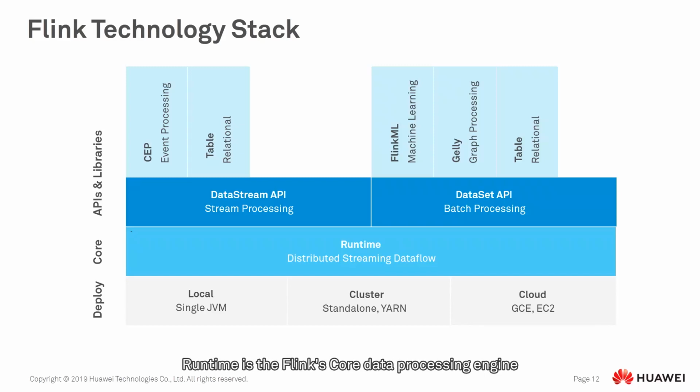Runtime is Flink's core data processing engine that receives the program through APIs in the form of job graph. Job graph is a simple parallel data flow with a set of tasks that produce and consume data streams. The DataStream and DataSet APIs are the interfaces that programmers can use for defining the job.